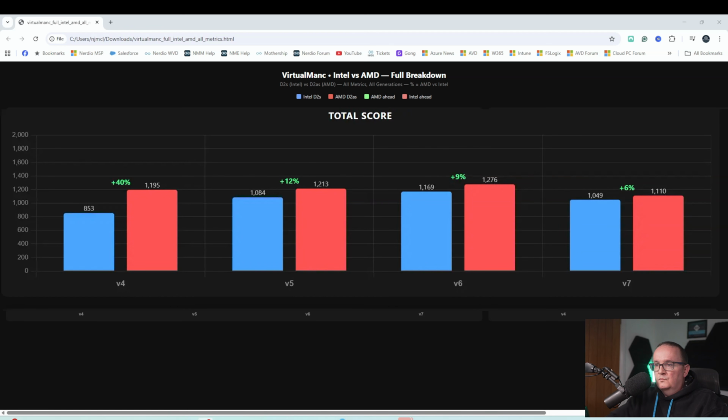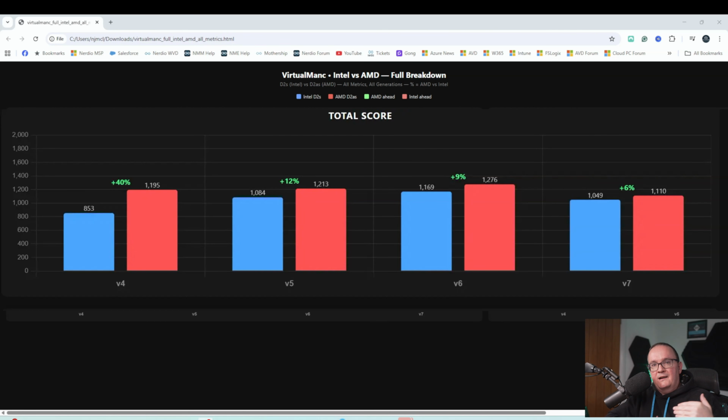Right, first of all, we'll look at the overall score, right? So this is a combined sort of average score of everything. In the blue corner, we have the Intel. In the red corner, we have the AMD, right? So you can see here on the V4 VM, the overall score for the AMD was 40% faster, and we're looking at it in a bit more detail shortly. And then again, for the V5, it was 12% faster, and the V6, 9%, and then the V7, 6%.